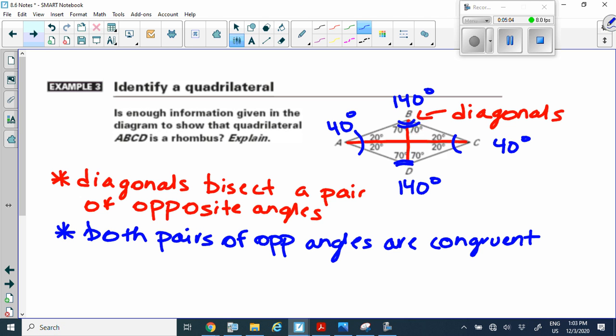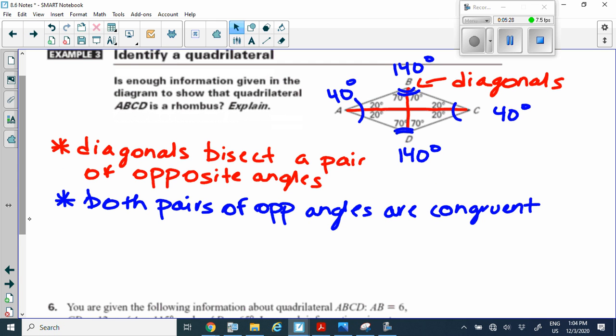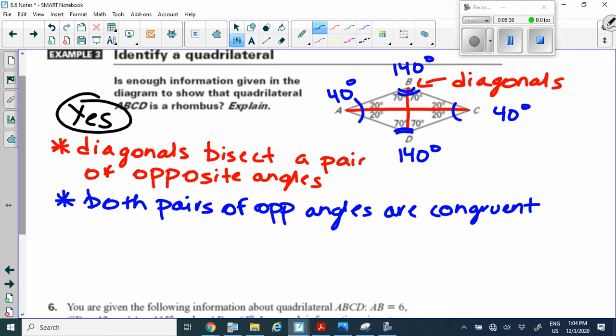Okay, so we can see that there are two properties that indicate that this is a rhombus. Now we can see that both pairs of opposite angles are congruent. That deals with parallelograms, but remember, all the properties from parallelograms go down to rhombus. And we know that diagonals bisect a pair of opposite angles. That is the property solely for a rhombus. So we can definitely say, yes, there is enough information to indicate that this quadrilateral is a rhombus. So we just say yes. And then we have our 2 reasons there.